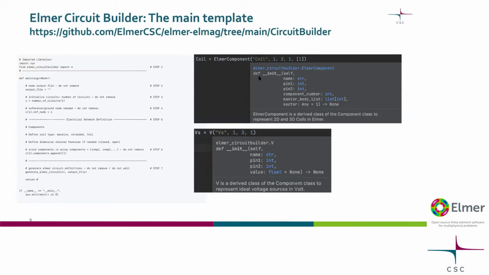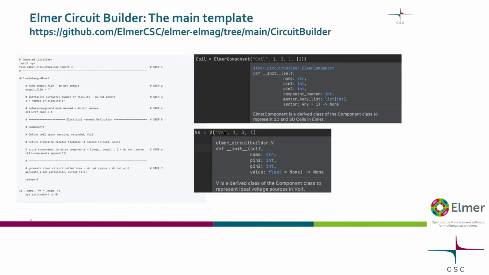In this particular case, I'm using PyCharm. So to define an Elmer component, you will need a name. You will need a pin 1 and pin 2, high and low, or low and high, depending on your convention. Then you need a component number, which is referred to the zip file, and a master body, same thing. And sector is set to 1, but it's for symmetry. If you're modeling a quarter of your coil or something like that, you will then multiply by the appropriate factor. In this particular case, it's just assigned to 1. So you need to change it if you're doing something a little more special.